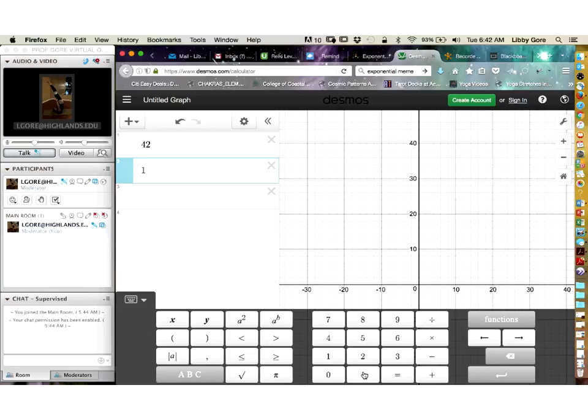And then we have the other part of our function, 1.2 times 5 raised to the x power, and then plus 2.8. Okay, I'm not sure why this is not graphing a horizontal line for us.